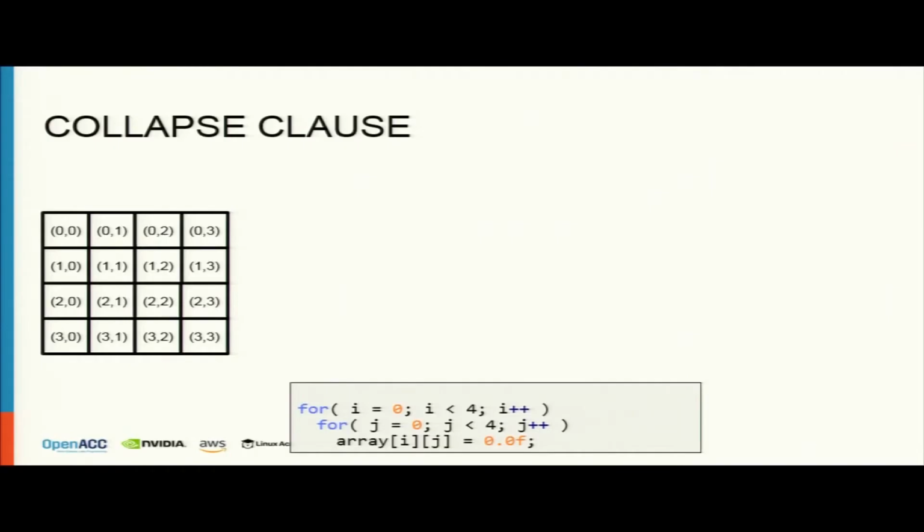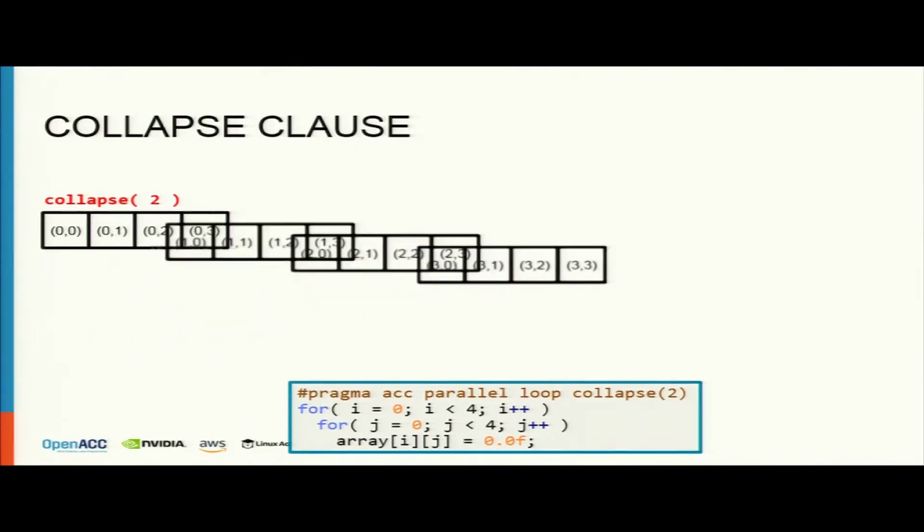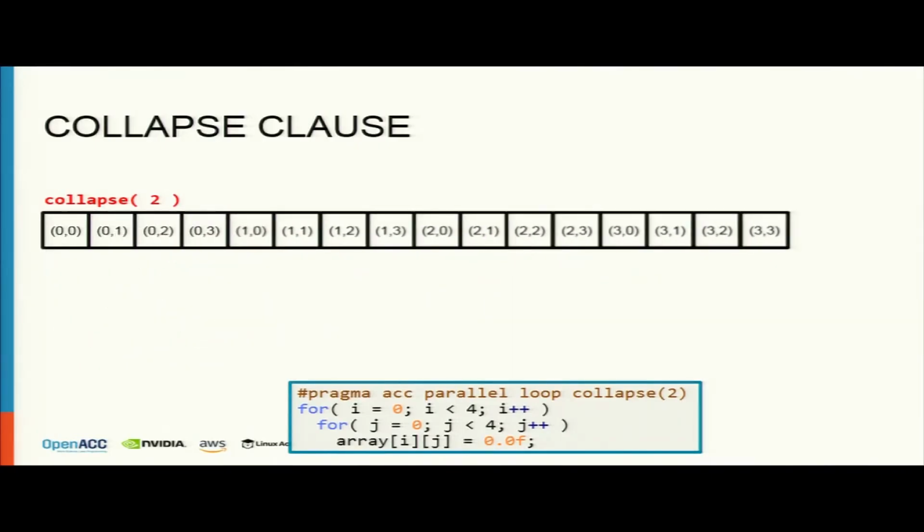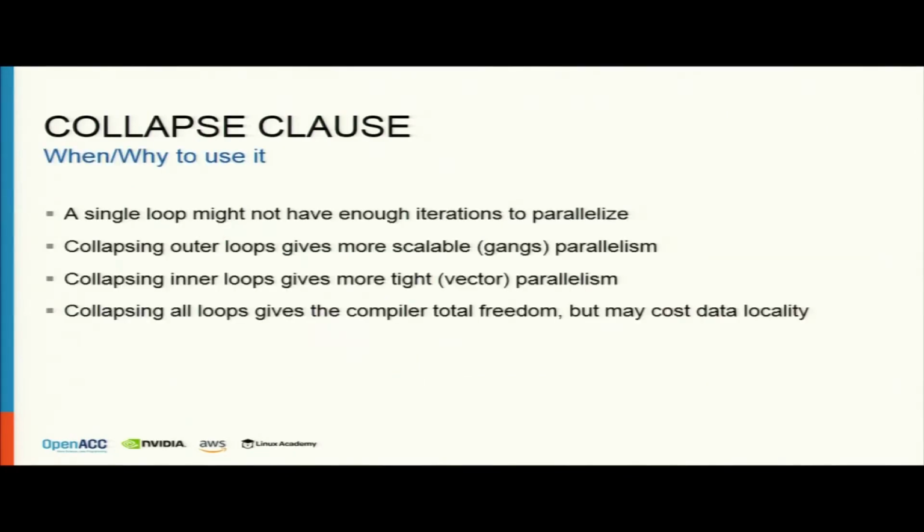So this is an example. If this was a 4x4, when I say collapse of 2, it is going to make it like a one-dimensional array, right? It will just collapse your 2-dimensional array into a one-dimensional array, and then it will be just one loop which will get executed, right? So this is what collapse does. Now, again, this is just a summary of the collapse clause.